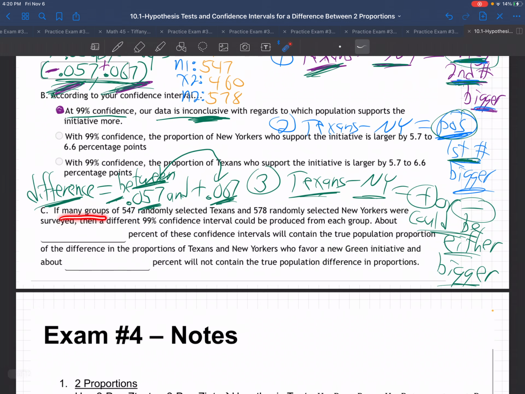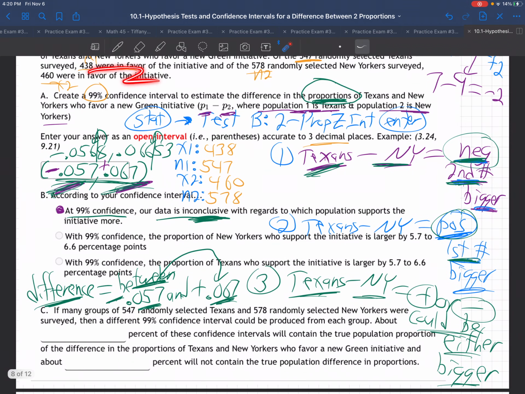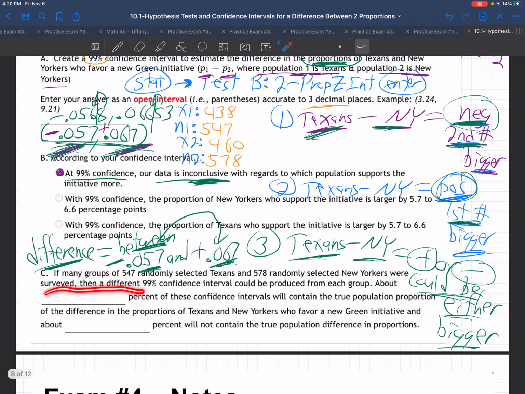So part C: if many groups of 547 randomly selected Texans and 578 randomly selected New Yorkers, that's what we did up here in our study, were surveyed, then a different confidence interval could be produced from each group. About what percent of these confidence intervals will contain the true population proportion? Well, about 99%. That's what a 99% confidence interval means. 99% of them will contain the true difference, right?